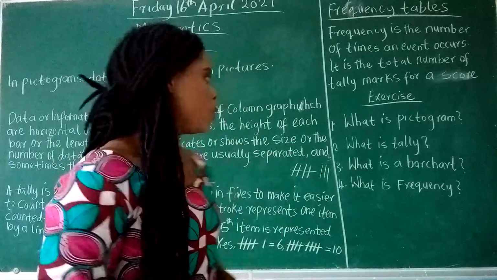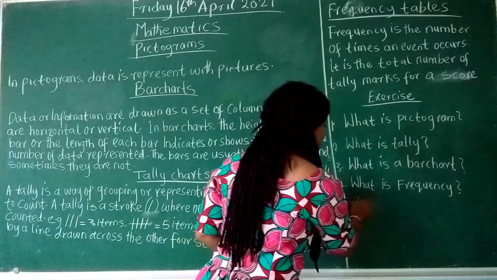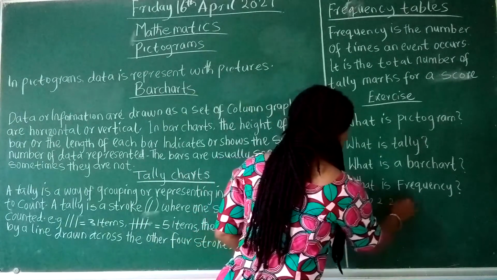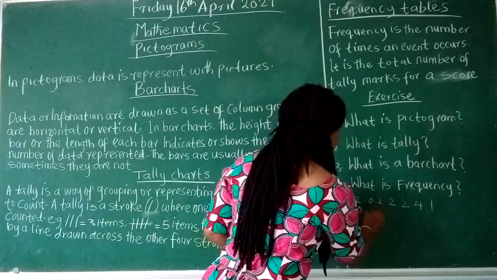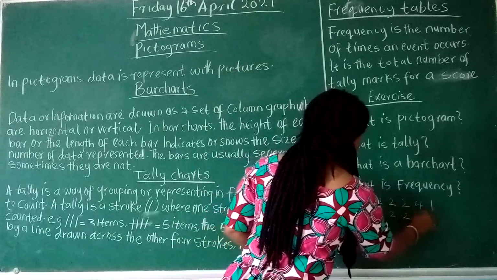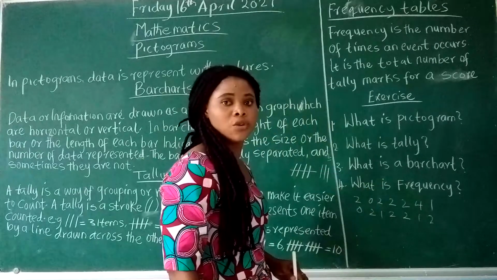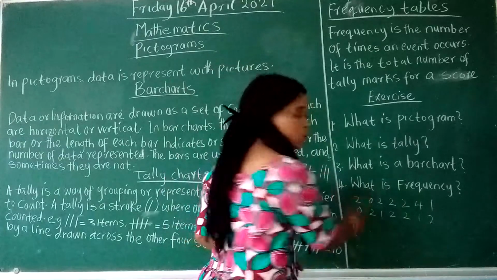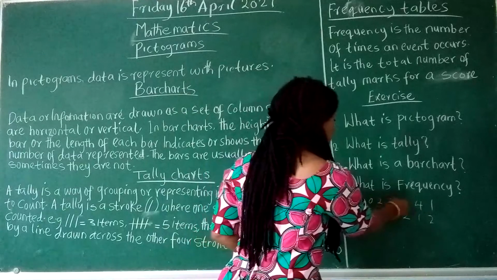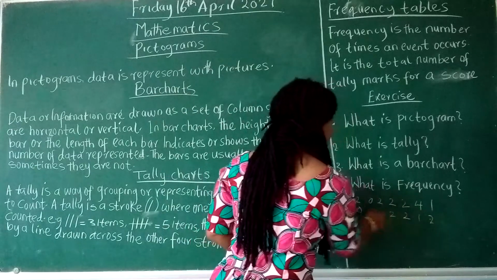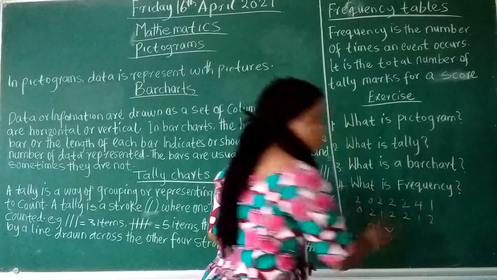For example, we have sets of these numbers like this. Watch. We have 2, 0, 2, 2, 2, 4, 1. Now we have 0, 2, 1, 2, 2, 1, 2. So for us to know the frequency of 2 here, what will we count? We want to find out how many times the number 2 occurs. We say 1, 2, 3, 4, 5, 6, 7, 8. What is the frequency of 2 here? It is 8. So if you write 2, we say the frequency of 2 is 8.